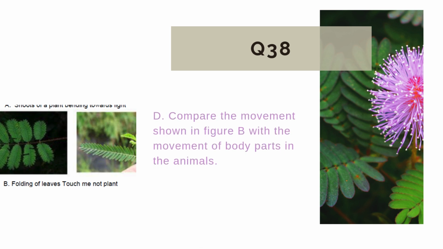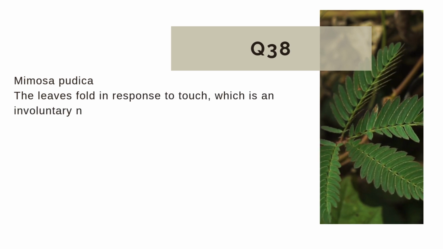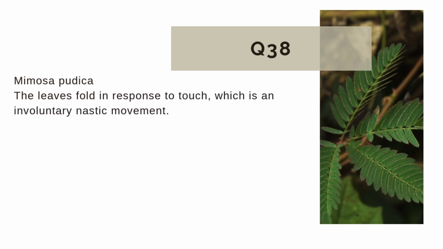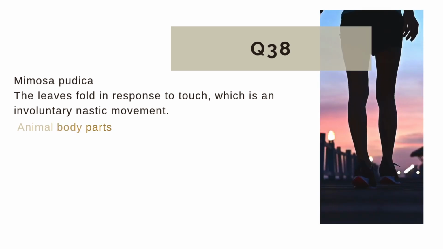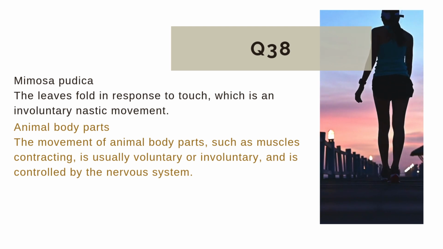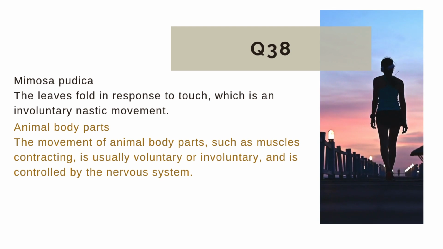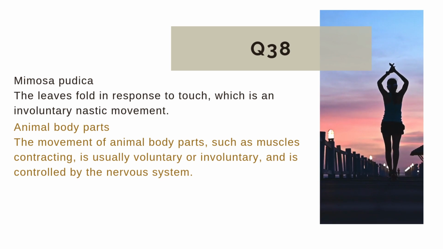Now compare the movement shown in figure B with the movement of body parts in the animals. This is interesting. See, the leaves fold in response to touch, which is an involuntary nastic movement, whereas the movement of animal body parts like muscles contracting is usually voluntary or involuntary and is controlled by the nervous system. Now let's see the difference in mechanisms of both.